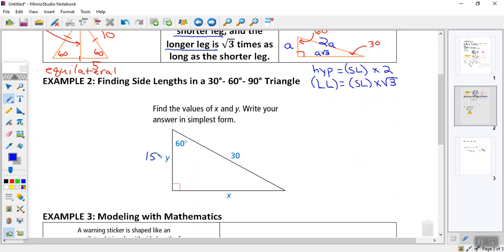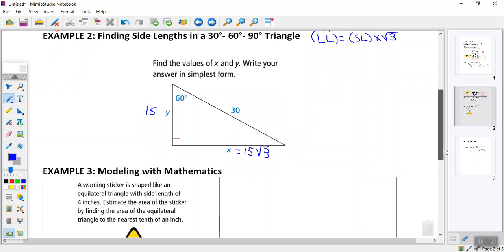Well, if the short leg is 15, what's that make the long leg? 15. Yep, 15. I have a question, kids. Instead of doing something like this, what if I gave you the long leg and wanted to work back to the short leg? I wouldn't times by root 3. I would actually work backwards and divide by root 3 here, okay? And that's kind of what's going on right here in this next example.